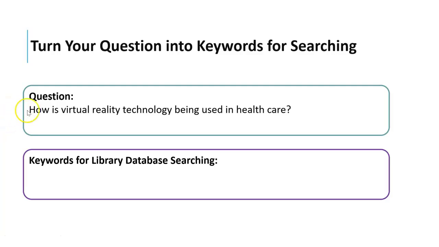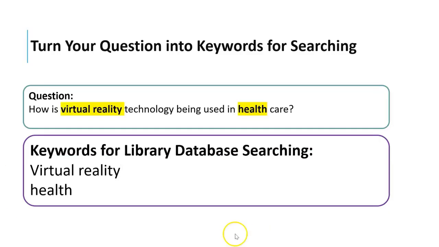Instead of typing an entire question into the search box, it's best to use the fewest words possible that represent what you're looking for. Ask yourself, which words or phrases in my question are the most important? If I had to take away words from the question, which words would still represent what I want information about? I could get rid of words like how, is, or used, and that wouldn't change what I want to know.